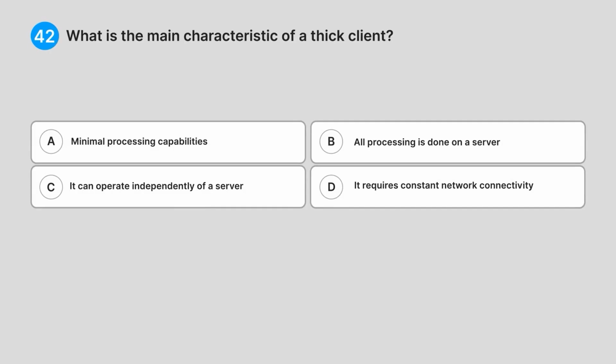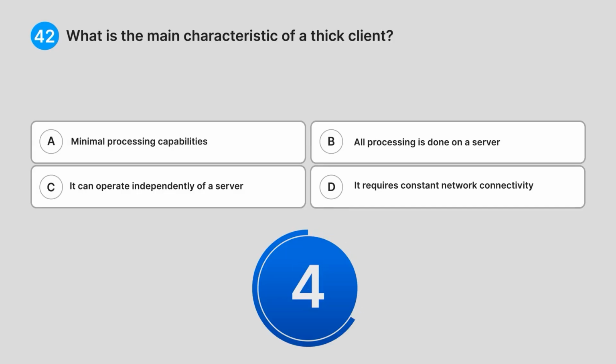42. What is the main characteristic of a thick client? A. Minimal processing capabilities. B. All processing is done on a server. C. It can operate independently of a server. D. It requires constant network connectivity. Can you guess the answer?